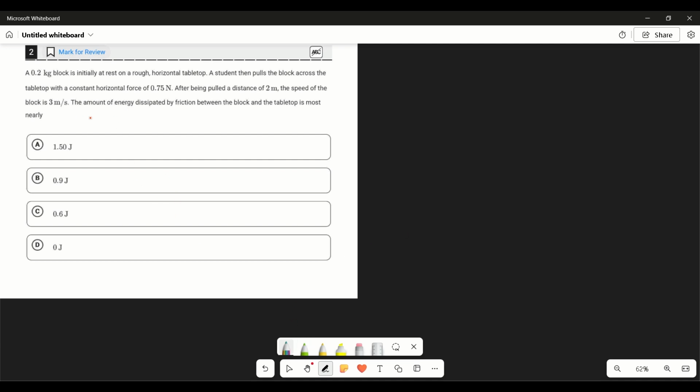So first of all, what we are searching for is the energy dissipated by friction. Energy dissipated by friction is equal to the work done by the student on the block minus the change in the kinetic energy of the block. That's it. If we apply this, we are going to get the right answer. So let's find each part separately. First of all, we are going to find the work.